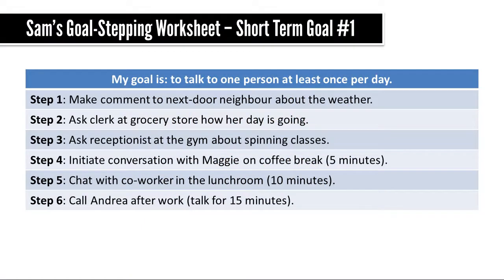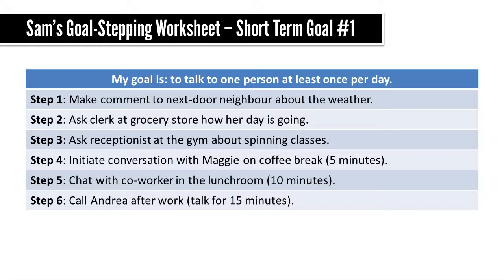So this is Sam's goal stepping worksheet for her first short-term goal, which was to talk to one person at least once per day. Notice how specific Sam was about where and with whom she would carry out her steps. She broke this goal down into 6 steps, because that's what felt right for her. Step 1 was to make a comment to her next door neighbor about the weather. Step 2 was to ask her clerk at the grocery store how her day was going.